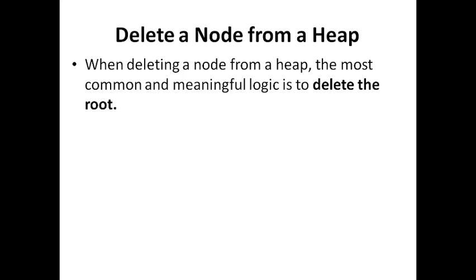If you want to print them in ascending order, you can simply store them in an array and then print it in reverse order. So this is very useful for certain applications where you need to generate ordered numbers out of a heap tree.